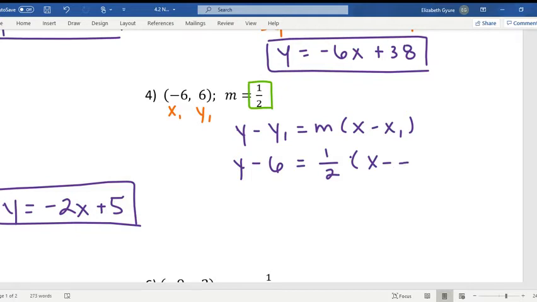Good, so x minus a -6. Mason Jimenez, what do I need to do with my double negative? Turn it into a positive. Good. And now, Aaron, what would my next step be? Distribute the 1/2. So I'm going to drop down this y minus 6. Now, when you distribute a 1/2, treat it just like any other number. If 2 times x is 2x, what do you think 1/2 times x is?